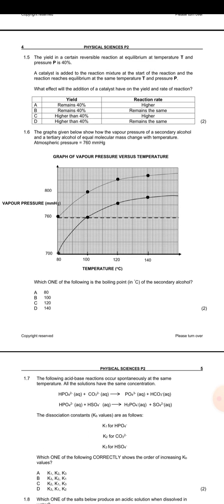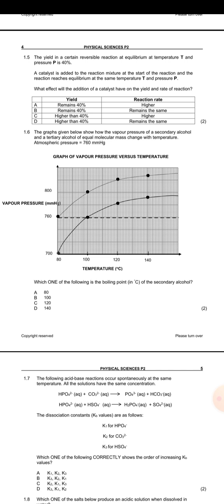All right, then 1.6. Now 1.6, they say the graphs given below show how the vapor pressure of a secondary alcohol and a tertiary alcohol of equal molecular mass change with temperature. Okay, equal molecular mass, it means they have the same molecular formula, right? So that the mass is the same. Vapor pressure, funny unit there, it's actually mercury, whatever, not necessary, as long as we know that the atmospheric pressure is that, it's fine.